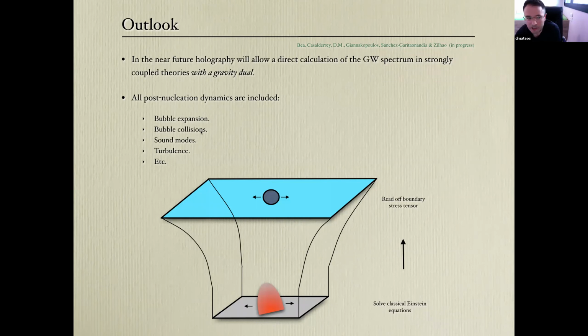Bubble expansion, bubble collisions, the effect of the sound modes, even turbulence, all of that is included. So you just take that stress tensor and you compute with that stress tensor the emission of gravitational waves in the linearized approximation, and that's the result.